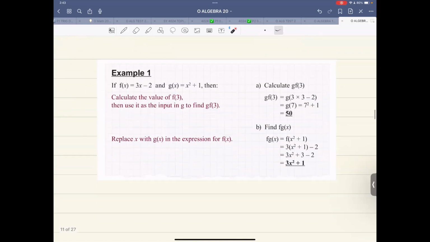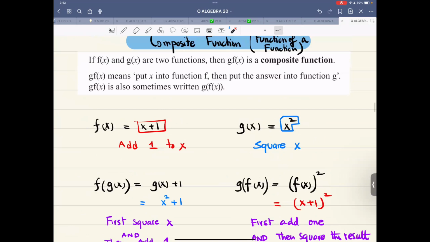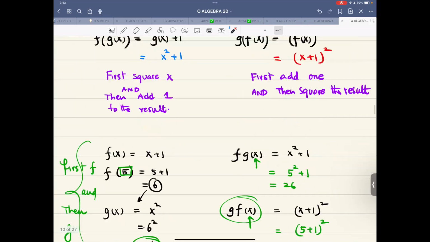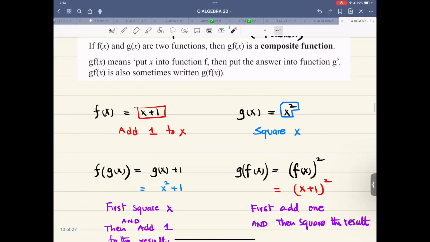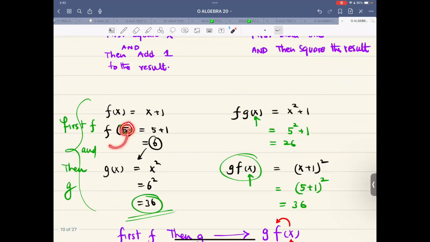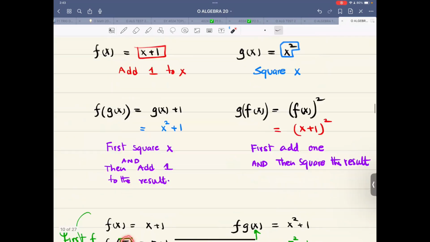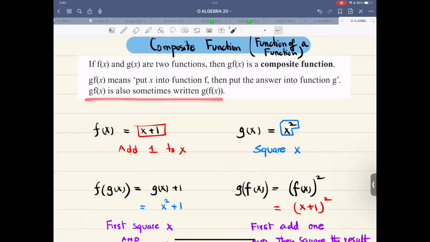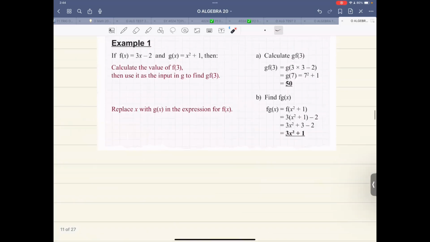Now let's look at this and let's read this thing first. If f(x) and g(x) are two functions, then g of f(x) is a composite function. It could be g of f(x), it could be f of g(x) also. g of f(x) means put x into a function f and then put the answer into function g. Is that what we have done? Yes. g of f(x) means put x into f. That is what we did. This is the result. The result goes in g. g of f(x) is also sometimes written as g bracket f(x). It means the same thing. Another example of the same type.